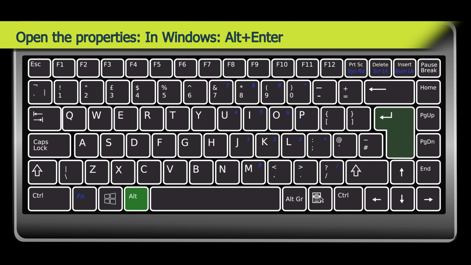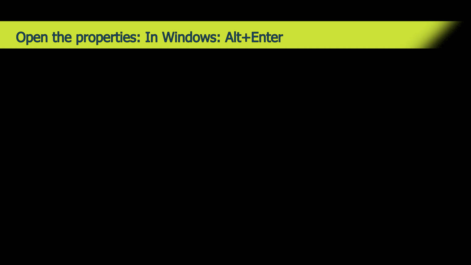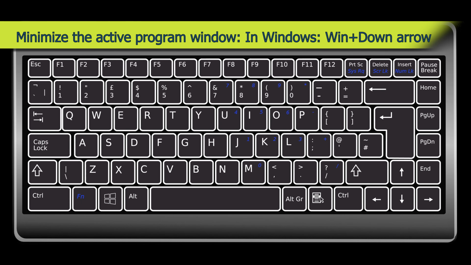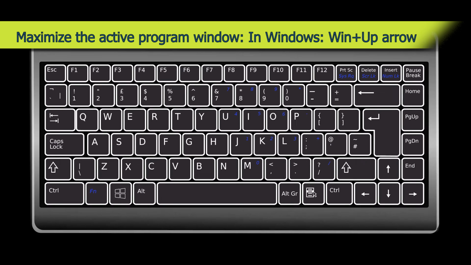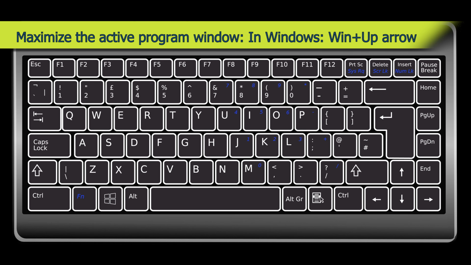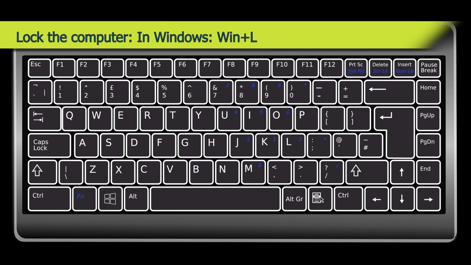In Windows, press Alt plus Enter to open the properties for the selected item, file, folder, shortcut, etc. Minimize the active program window. In Windows, press Windows key plus down arrow to minimize the active program window. Maximize the active program window. In Windows, press Windows key plus up arrow to maximize the active program window. Lock the computer. In Windows, press Windows key plus L to lock the computer, requiring password entry to access again.